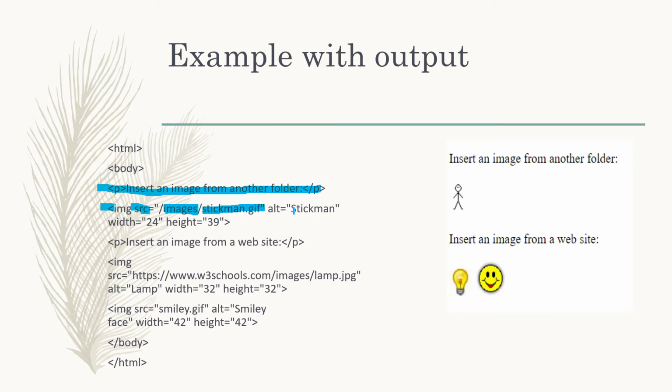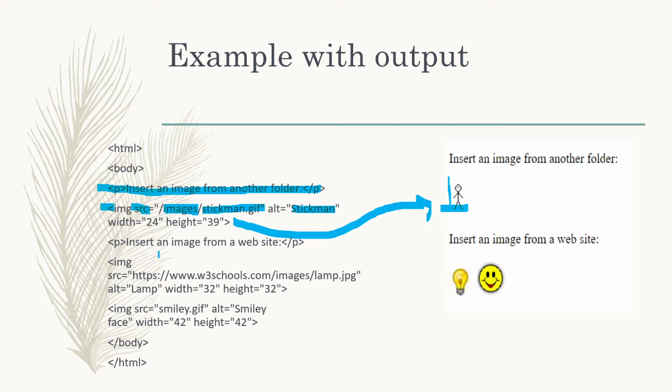I have given the alternate name stickman. You can write any alternate name according to your image. Next, the width is 24 and the height is 29. So here is the output of the first img tag.